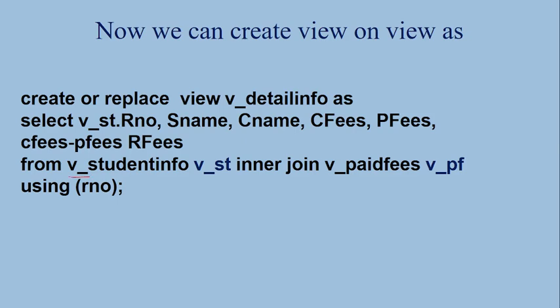This is the first view and this is the second view. In both the views, the roll number field is common. But here I have given the alias name for the first view as VST, and for the second view I have given the alias name as VPF, because the roll number field is present in both the views. In previous examples, whatever views we created, the fields which we were selecting were present in a single table, that's why we were not mentioning alias names.